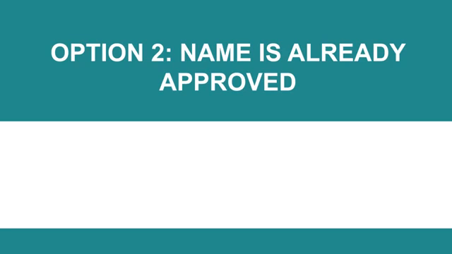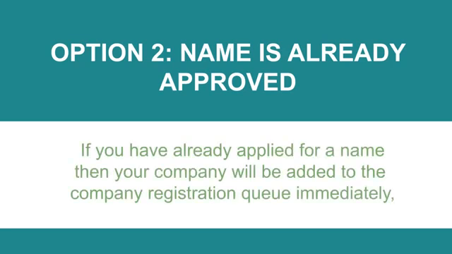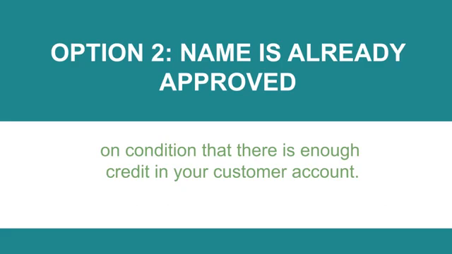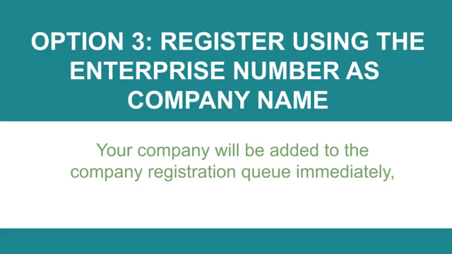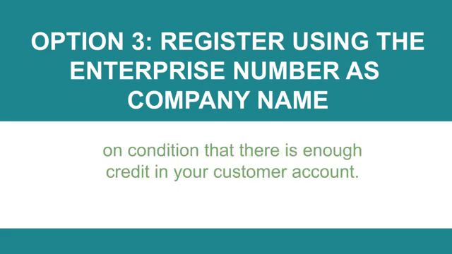Option 2. The name is already approved. If you have already applied for a name, then your company will be added to the company registration queue immediately, on condition that there is enough credit in your customer account. Option 3. Register using the enterprise number as a company name. Your company will be added to the company registration queue immediately, on condition that there is enough credit in your customer account.